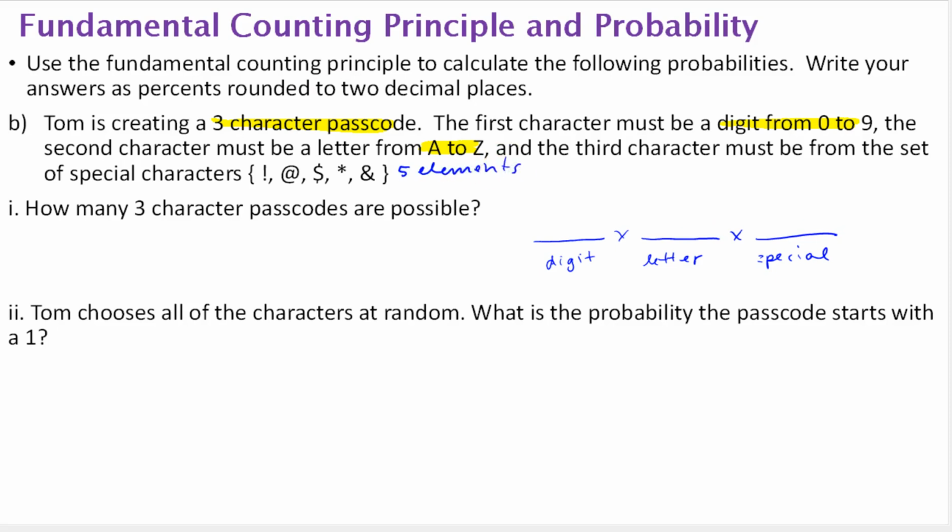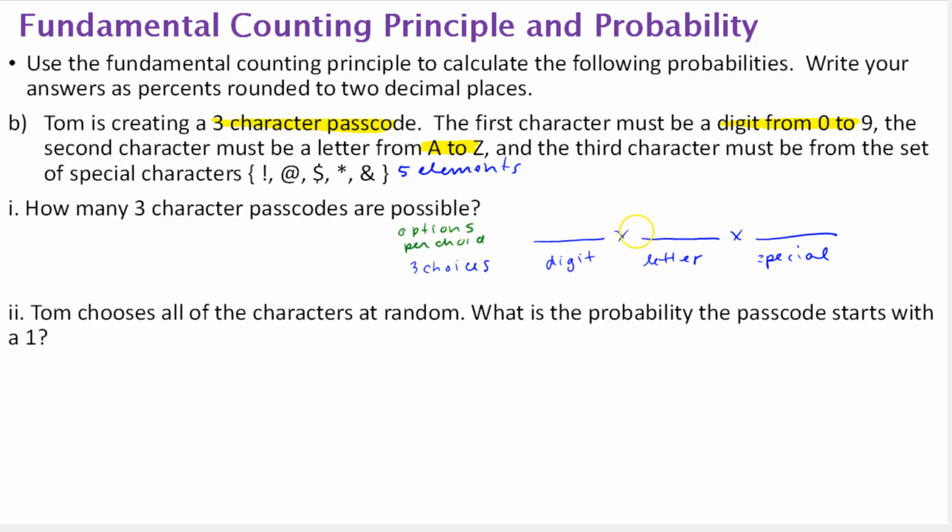And the first question we're asked is how many 3-character passcodes are possible? So this is going to be our sample space for all the probabilities, so we want to find what that denominator is. So notice we have 3 decisions we need to make. We need to choose a digit, a letter, and a special character. But the number of options per choice is different for each one.